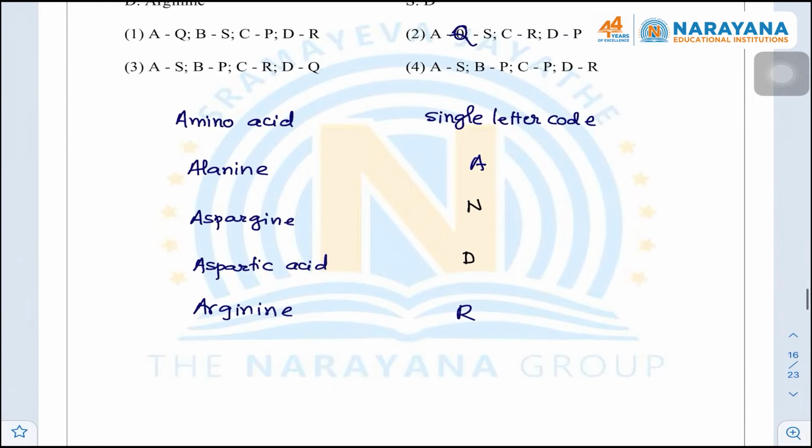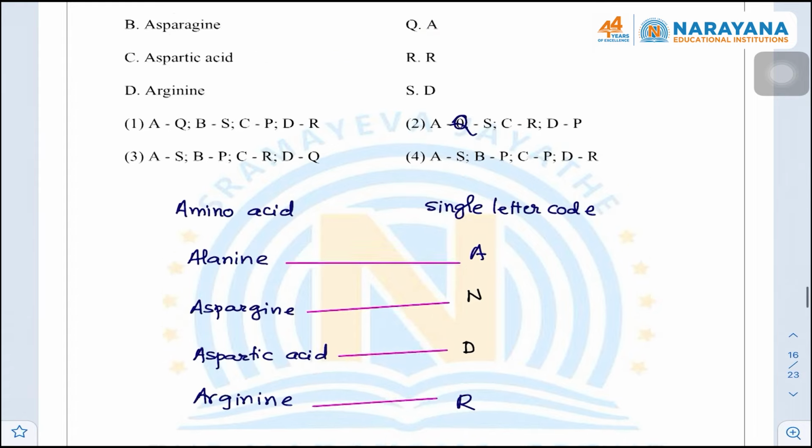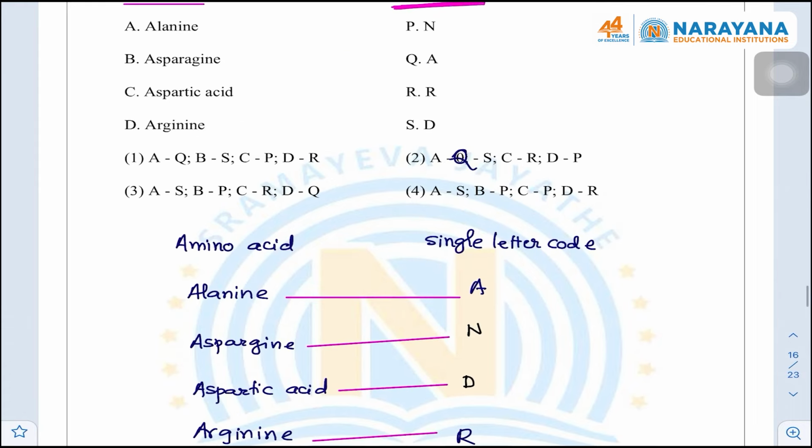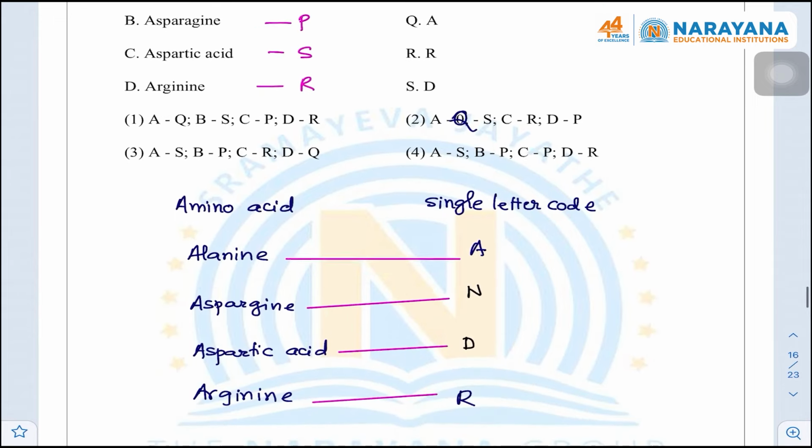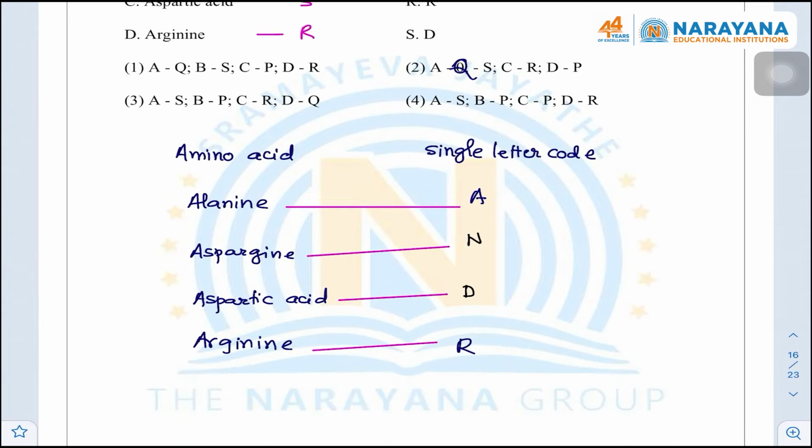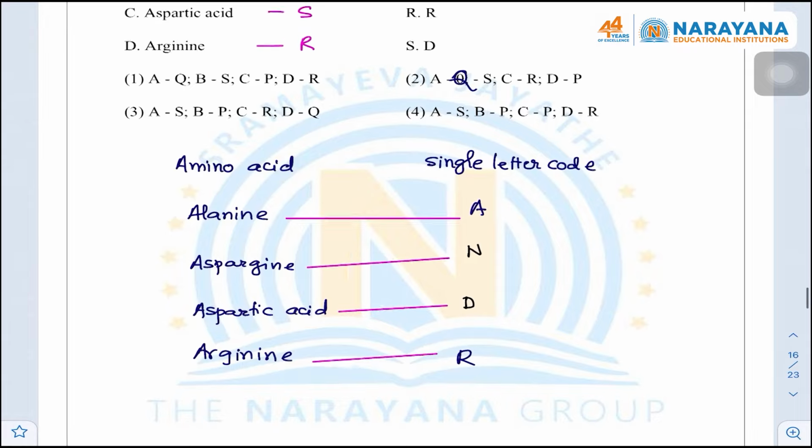Now you can see that the amino acid alanine has single letter code A, asparagine N, aspartic acid D and arginine R. So that means alanine is A, asparagine is N, aspartic acid is D, arginine is R. There should be some typing mistake here, so it should be QPSR.